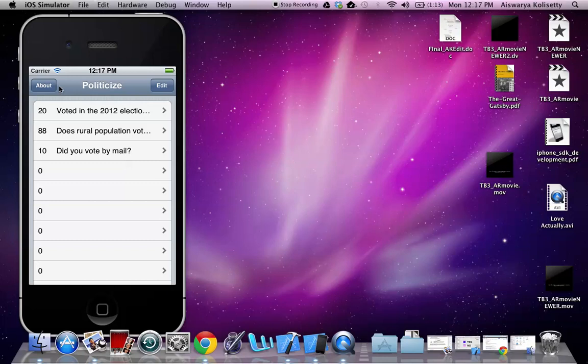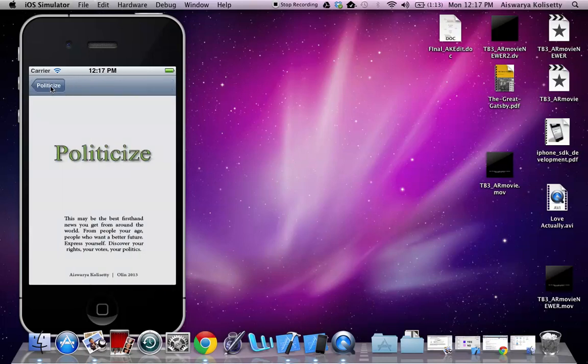Finally, just to learn more about the app and sort of where the beginnings of the app are, you could go to the About page and read about Politicize.